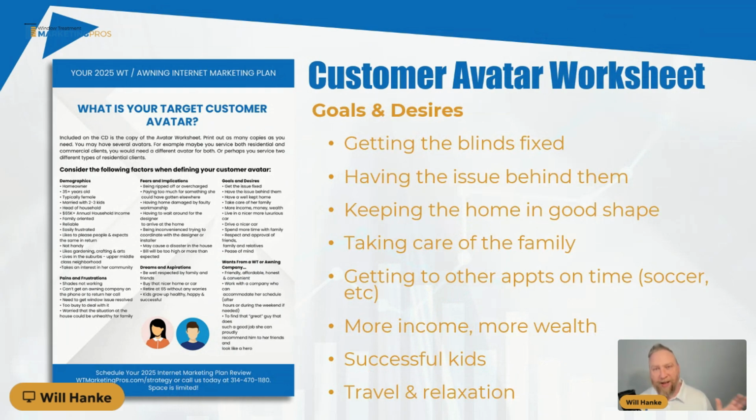Now, goals and desires, obviously, this is what I was talking about with the blackouts. What is the ultimate goal here? What is it that they want to do? And then you'll notice on this list that there's some things beyond just solving that specific issue, but this type of person, from the demographics, what are their goals and desires overall? Obviously, more income, more wealth, successful kids, right? Travel, these kinds of things. Typically, that sort of an audience has all these same kinds of goals and desires mixed into them.